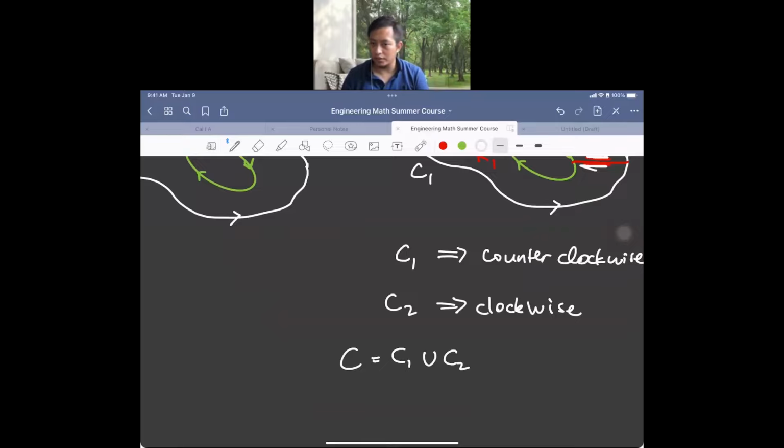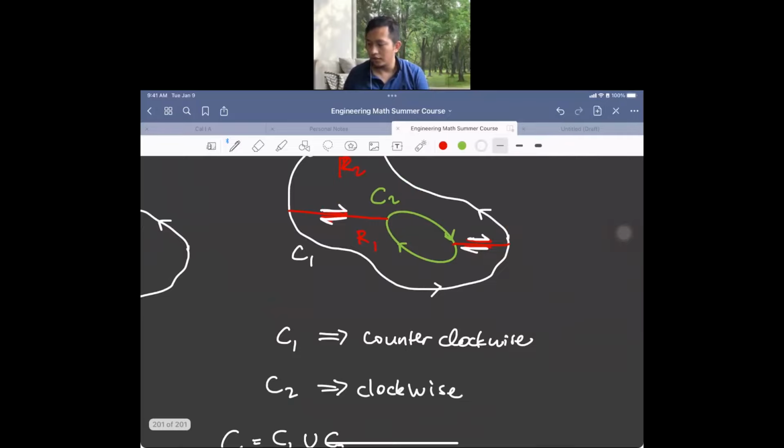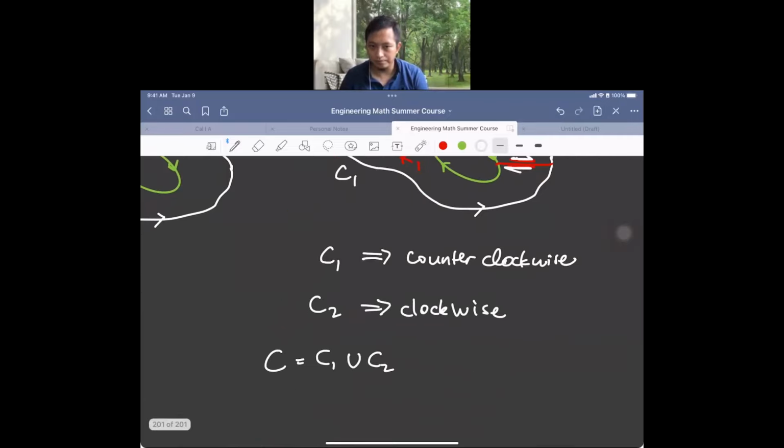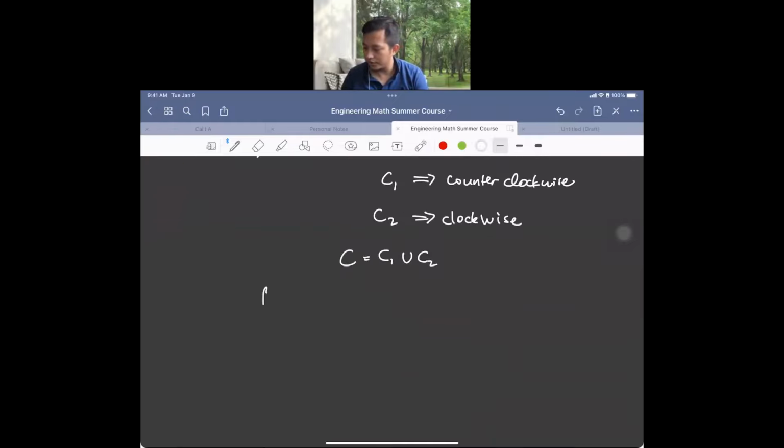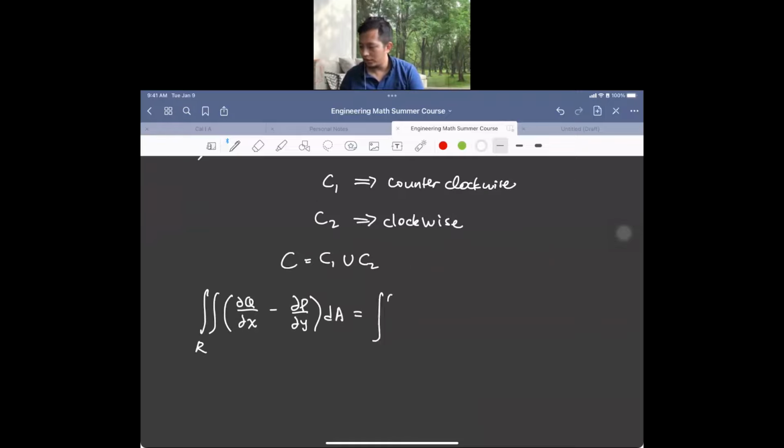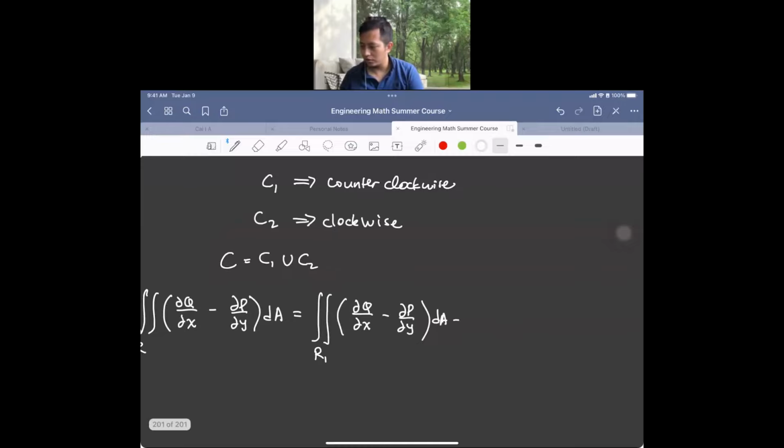So if we introduce this cross cut here into the system, then we can apply Green's theorem. So let me write the original equation. That's the original one. Let me write that R becoming R1, same for all components, and plus the R2.